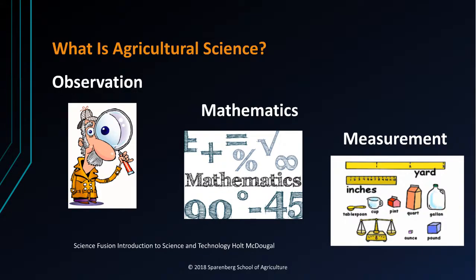3 important components of agricultural science include observation, mathematics, and measurement. About observation, this is an act or instance of viewing or noting a fact or occurrence. It was observed by early farmers that wheat must be harvested at a certain maturity. If it is harvested too soon, it will spoil, and if harvested too late, it will fall to the ground. Modern agricultural science observation might include elaborate recording equipment.